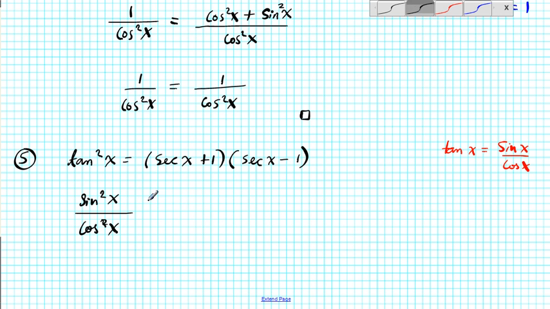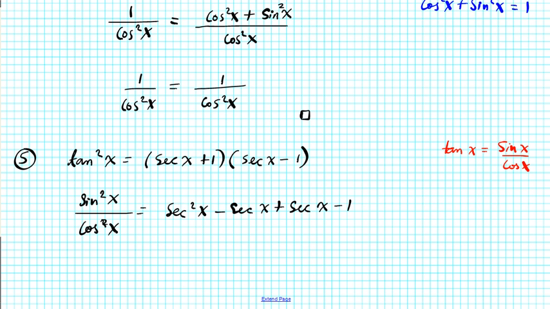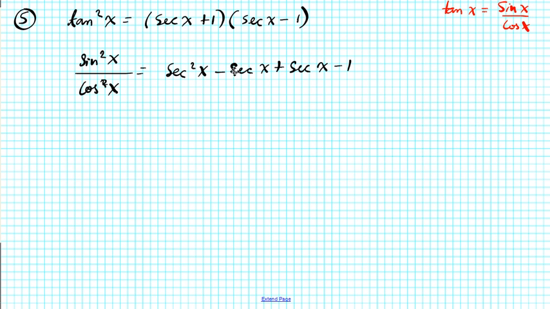So if I distribute, I'm going to have secant square x minus secant x plus secant x minus 1. If you notice in the center that these two are opposite, so they cancel out, right? So bring this down, sine square x over cosine square x equals secant square x minus 1.